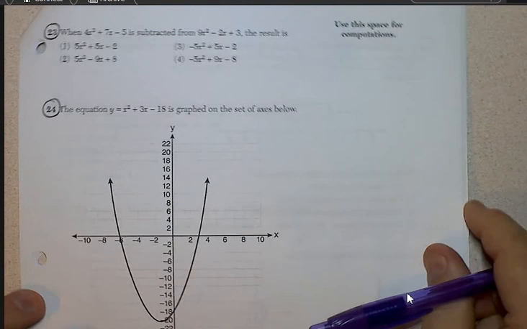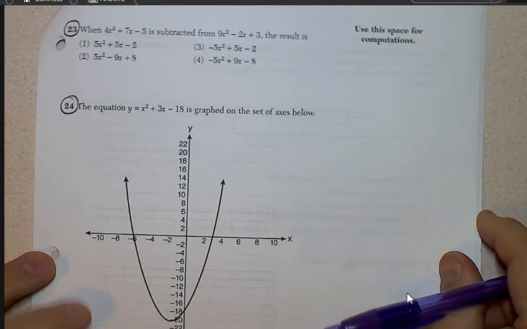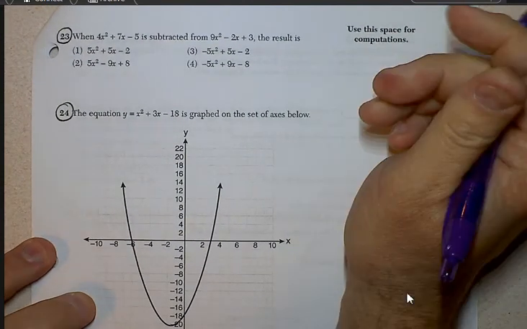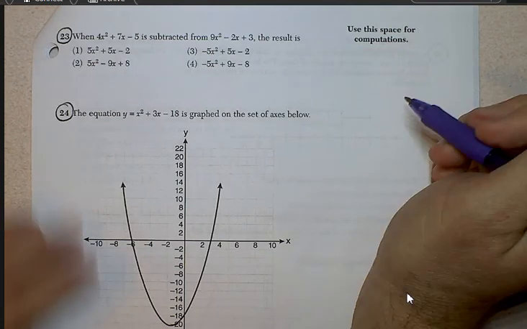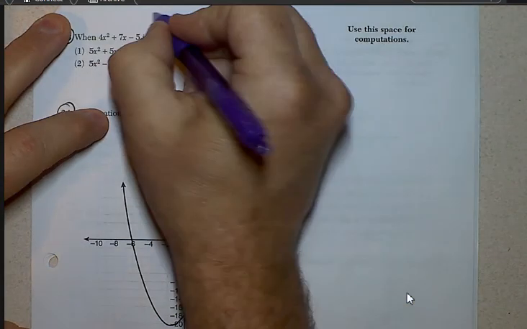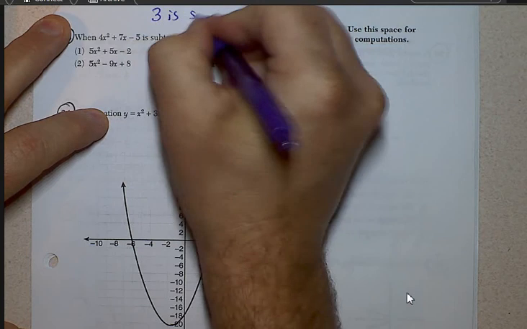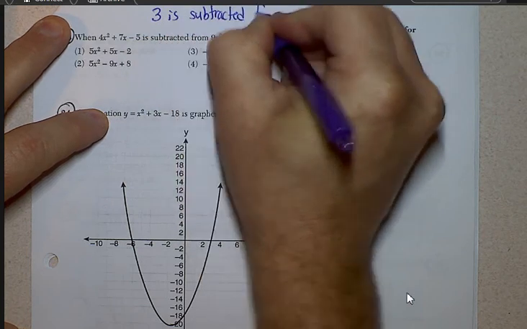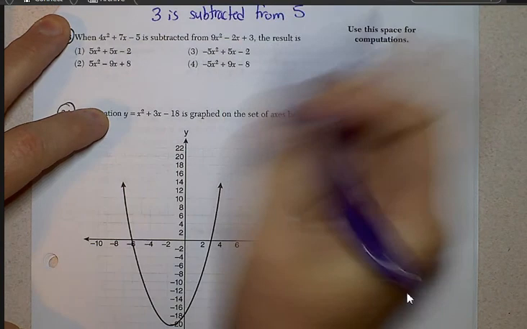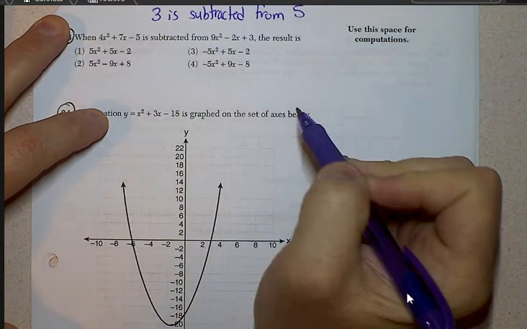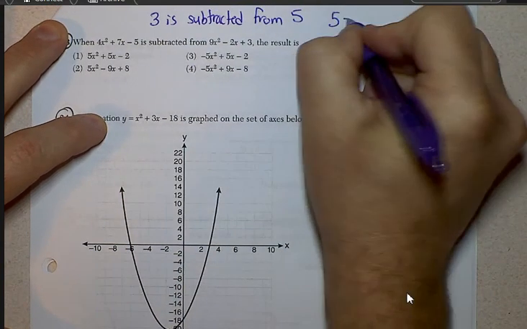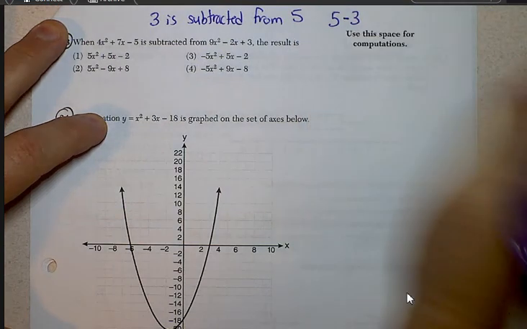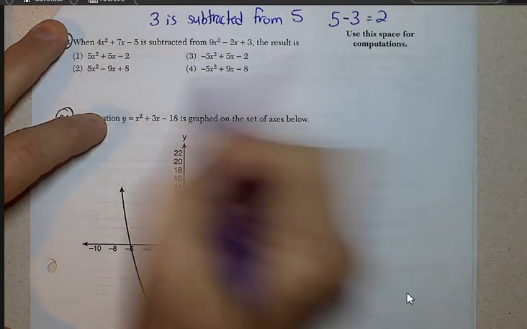Moving on, question 23. Now, question 23, it's an easy question. You guys know how to do this one. You just have to remember what it means to subtract from. So what I'm going to do is I'm going to say, okay, let's say 3 is subtracted from 5. If 3 is subtracted from 5, remember we start with 5 and we take 3 from it and we get 2. We have to set this up the same way.